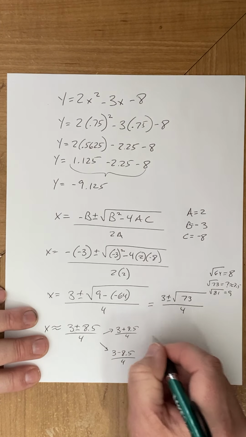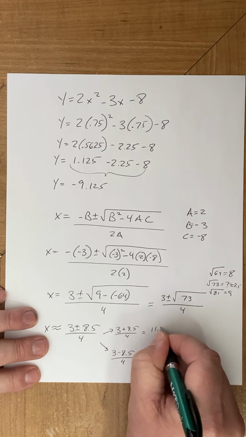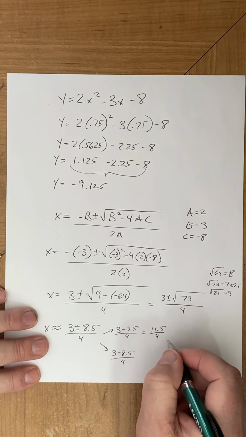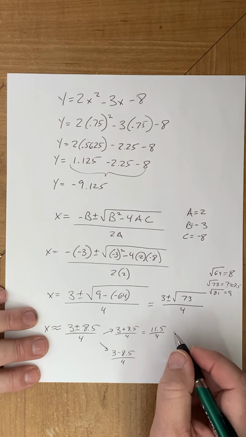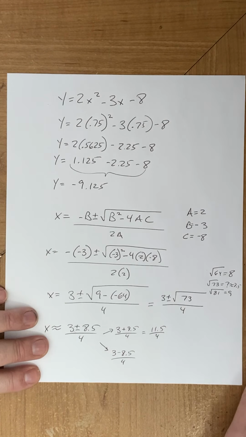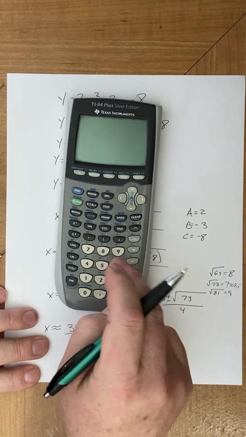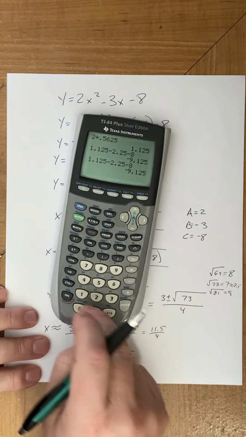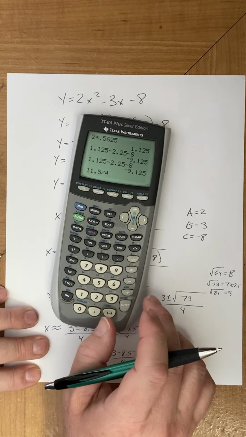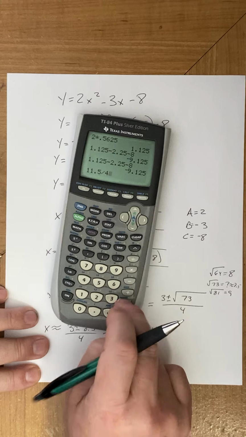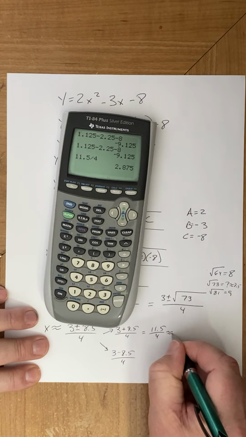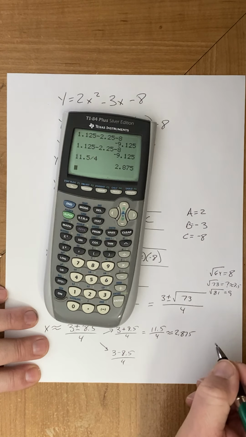Well, what's 3 plus 8.5? That's 11.5 divided by 4. What is that? 12 divided by 4 is 3. So it's going to be a little less than 3. I'm going to guesstimate it's going to be about 2.8. Let's find out how much of a guesser I am. 11.5 divided by 4. Yeah, I could do that all out by hand, but, you know, what did I say? 2.8, 2.875. About 2.875, so almost 2.9.